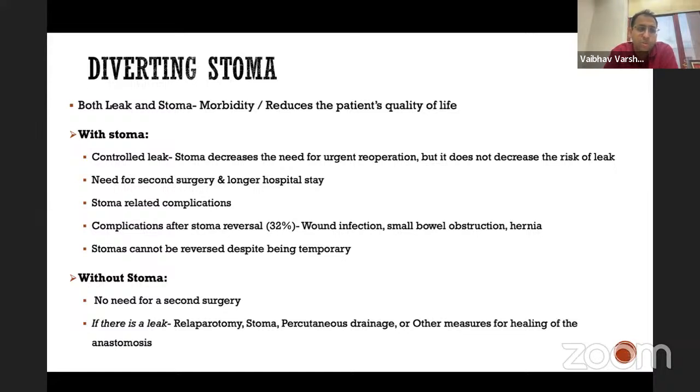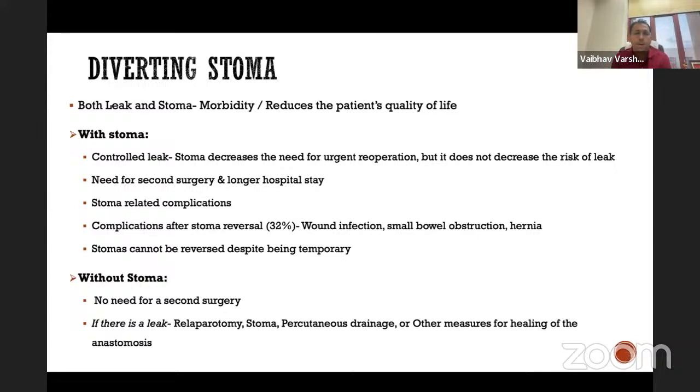And then there are complications after stoma reversal, noted with wound infection, small bowel obstructions, and hernia at the surgical site. And in some cases, it has also been noticed that the stoma cannot be reversed despite being temporary. So making a stoma is not just a simple decision.